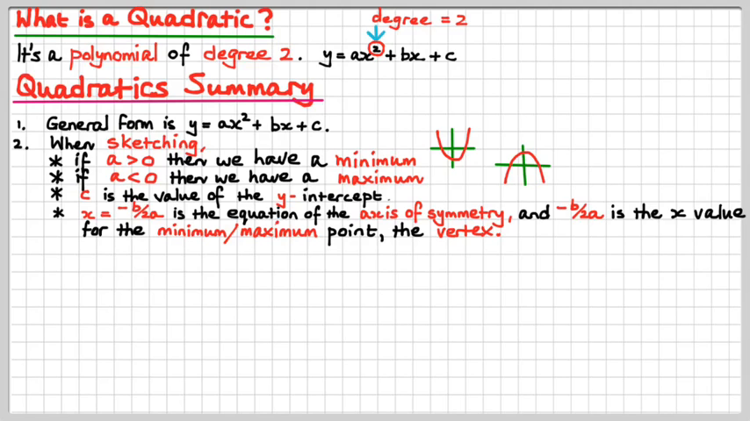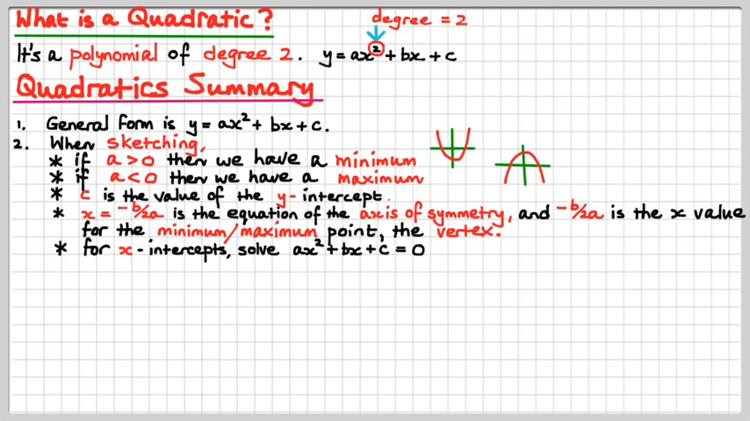Now this is an important one here, which not a lot of people seem to take a lot of notice of. x equals minus b over 2a is the equation of the axis of symmetry, and minus b over 2a is the x value for the minimum or maximum point, the vertex. Now that's a pretty good little tool to have in your mathematical toolkit. Just remember it. Minus b over 2a is the axis of symmetry, and the x value of the vertex. Just keep in mind that one.